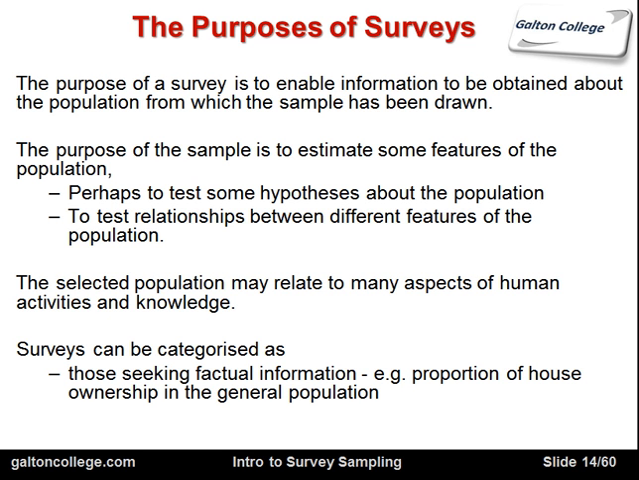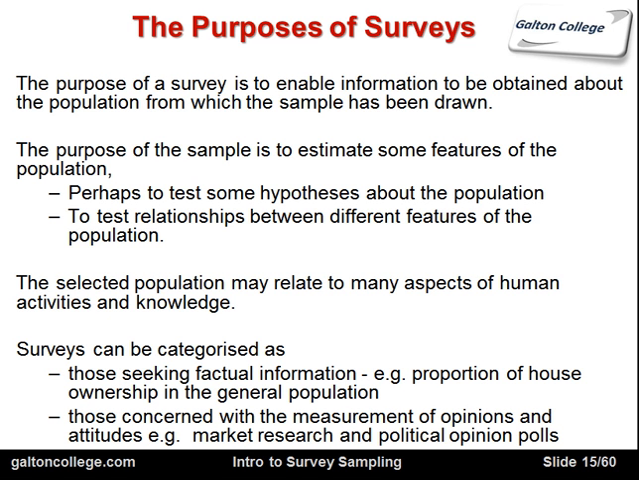Surveys can be categorized as those seeking factual information, e.g. the proportion of house owners in the general population. That would be a fact, seeking factual information. Or those concerned with the measurement of opinions and attitudes, for example, market research and political opinion polls. So we have two types of surveys. One, factual, looking for perhaps proportions of the population who do or do not do certain things, or who own or do not own certain things. Those are factual bits of information.